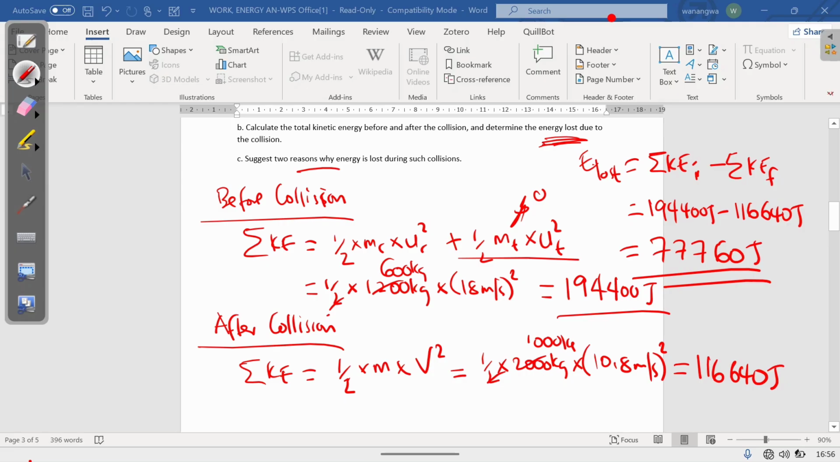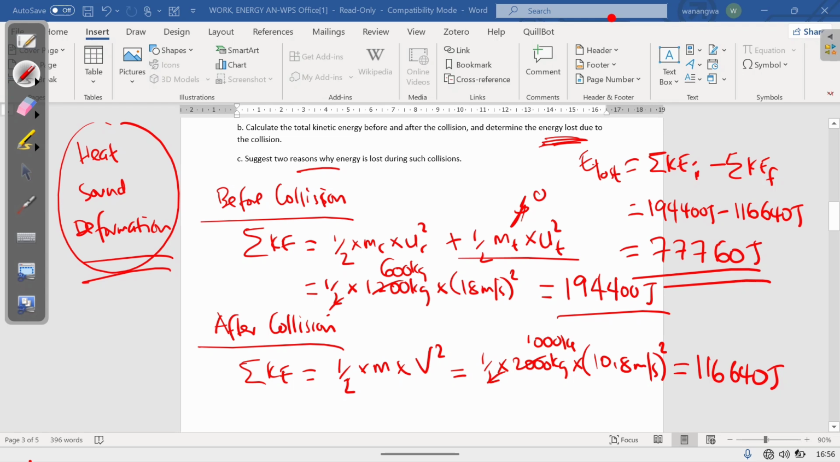There are reasons why energy is lost during collision, because that energy is converted to heat, sound, and some of it is lost due to the deformation that happens when two things collide. So that's how you do this. It's really straightforward as long as you account for everything that you're given.